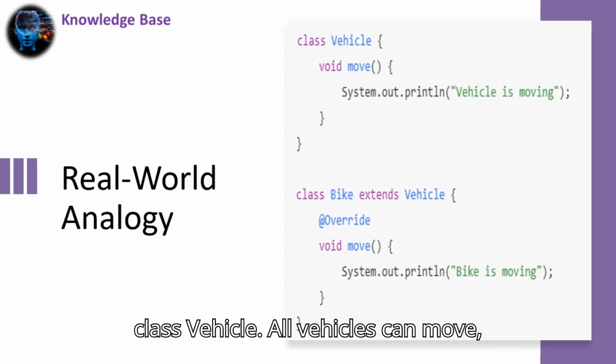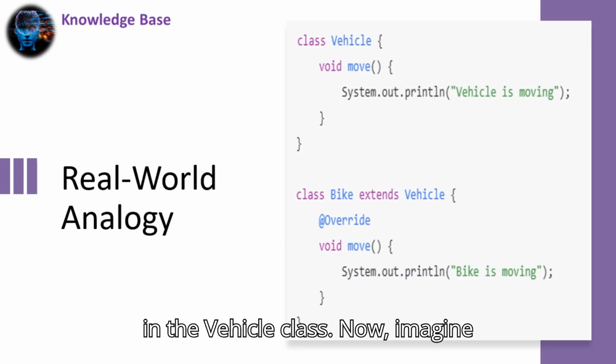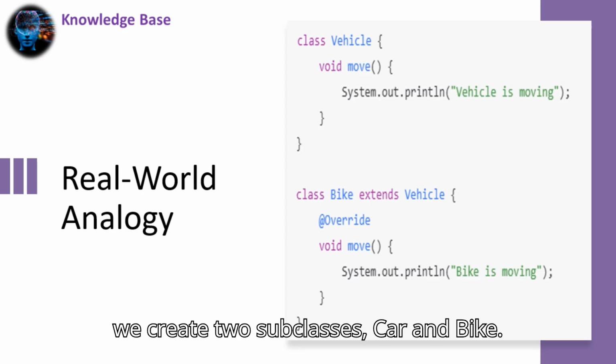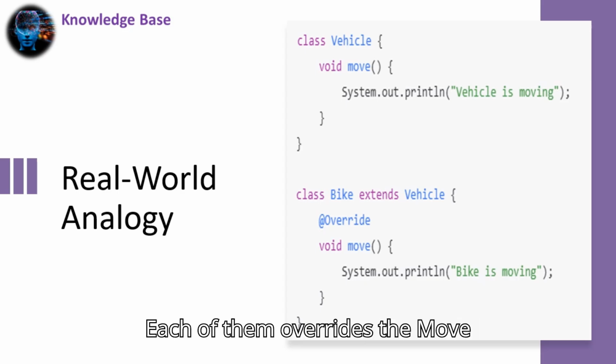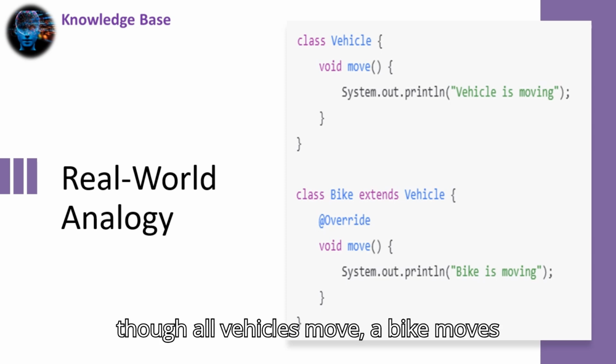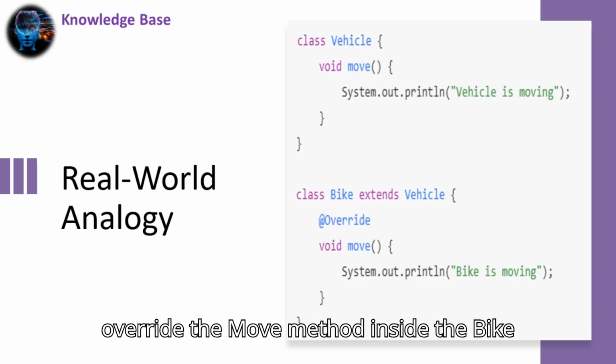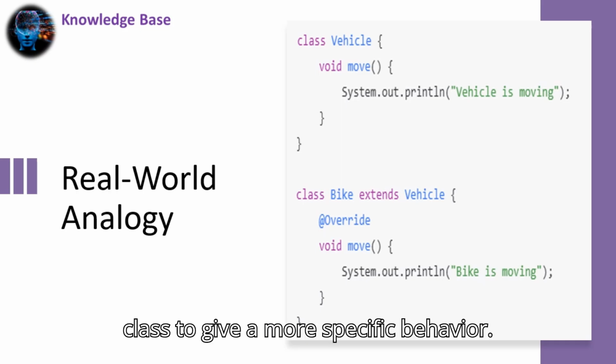Now let's simplify method overriding even more with a real-world analogy. Think of a class Vehicle. All vehicles can move, right? So we define a method move in the Vehicle class. Now imagine we create two subclasses, Car and Bike. Each of them overrides the move method to define how they move. Even though all vehicles move, a bike moves differently than a general vehicle. So we override the move method inside the Bike class to give a more specific behavior.